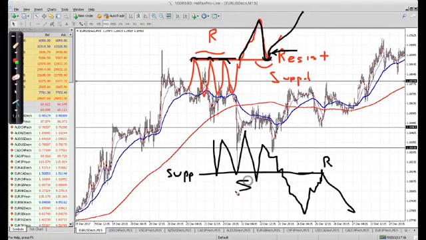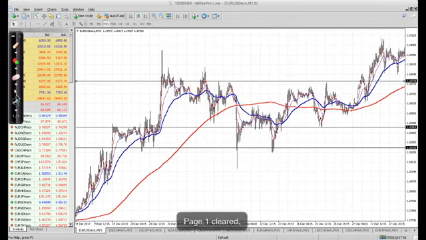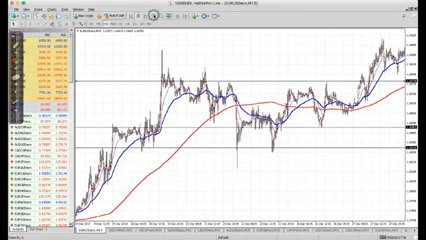So similarly, this is a support level. Test 1, test 2, test 3, breaks the support, hits resistance, comes down, and that's where traders go short. So let's take a look at that phenomenon on this chart. Do we have that phenomenon?